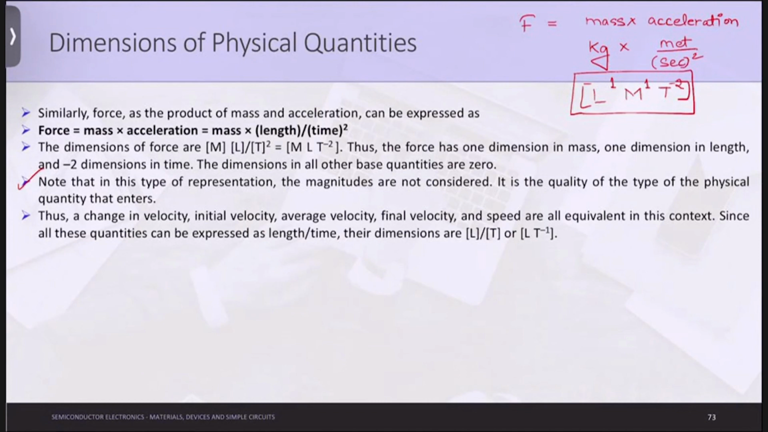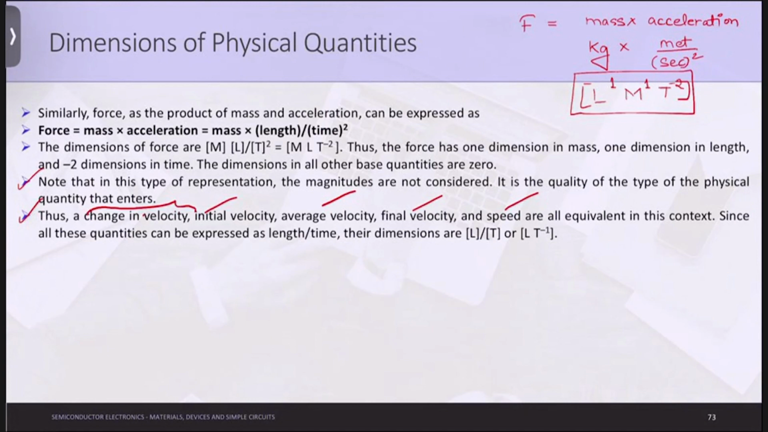What is the quality of it? Does it depend upon mass? Does it depend upon length? Does it depend upon time, etc.? Thus, change in velocity, initial velocity, average velocity, final velocity, and speed are all equivalent in this context. Since all these quantities can be expressed as length upon time, the dimensions are L by T or L T inverse. These concepts will be understood in much more detail in the next chapter, that is motion in a straight line.